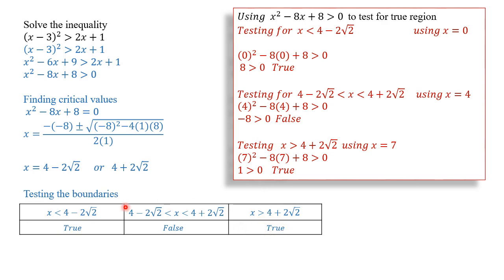So now we are combining the two regions here. Which means we are going to have x less than 4 minus 2 root 2 union x greater than 4 plus 2 root 2 here.